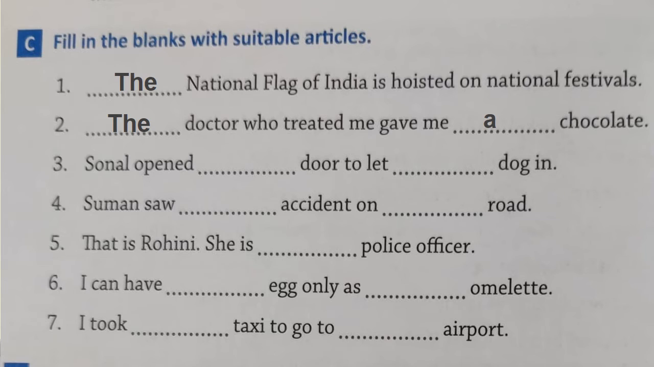Number 3, Sonal opened the door to let the dog in. Number 4, Suman saw an accident on the road. Number 5, that is Rohini. She is a police officer. Number 6, I can have an egg only as an omelette. Number 7, I took a taxi to go to the airport.